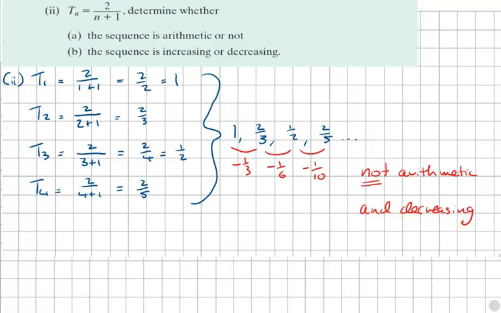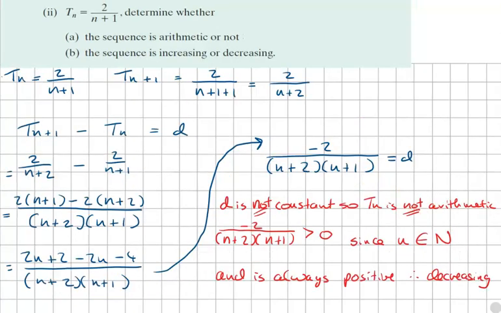So it's decreasing. So then doing the same question algebraically, we have Tn equals 2 over (n plus 1), and Tn plus 1 equals 2 over (n plus 1 plus 1), which equals 2 over (n plus 2).